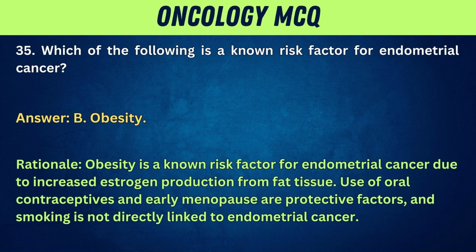Rationale: obesity is a known risk factor for endometrial cancer due to increased estrogen production from fat tissue. Use of oral contraceptives and early menopause are protective factors, and smoking is not directly linked to endometrial cancer.